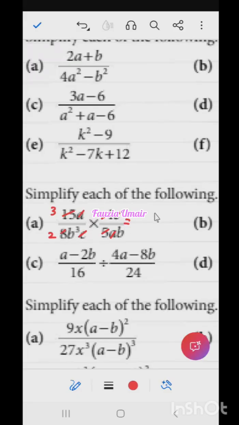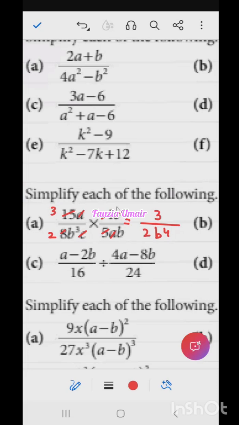So in the numerator there's just 3 left, and in the denominator it is 2. So there is b cube and b1. So powers will be added, so it would be b raised to power 4, and that is your answer. So it is just one step, you can say, solution. So that's why it is mostly 1 mark in the paper.